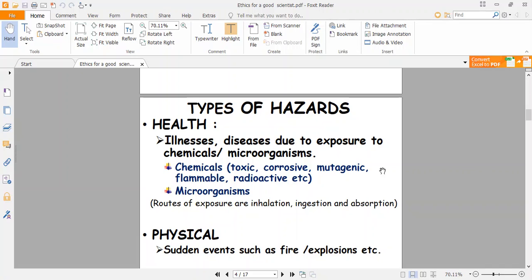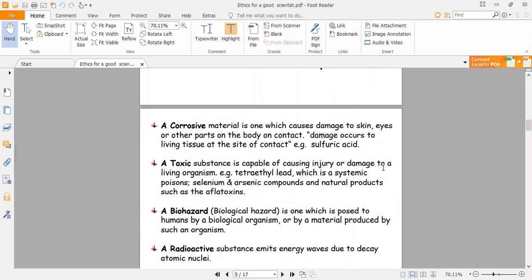So if you know the hazard involved by different microorganisms, only then you can adopt different measures. So there might be some physical hazards like the fire explosion in the lab. These can damage yourself physically.